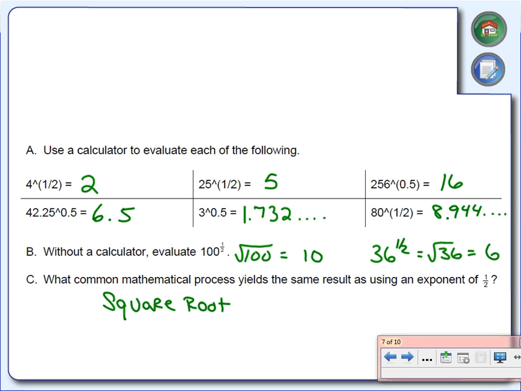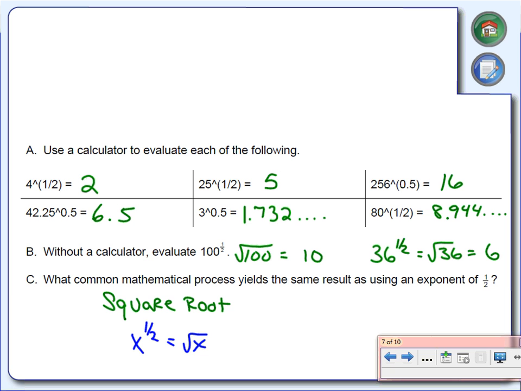Let me give you a tricky one here. What if I gave you x to the 1/2 power? What's another way I can write that? What would be the same thing? Square root of x. They would be the same thing.